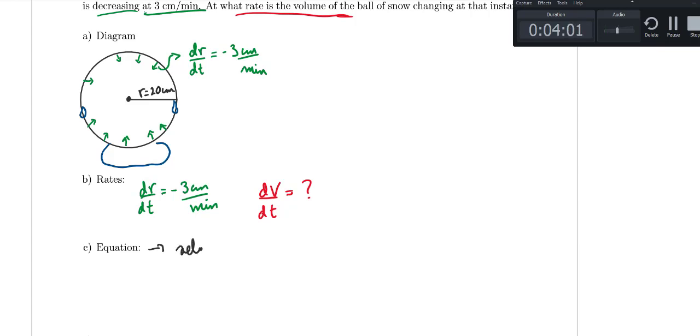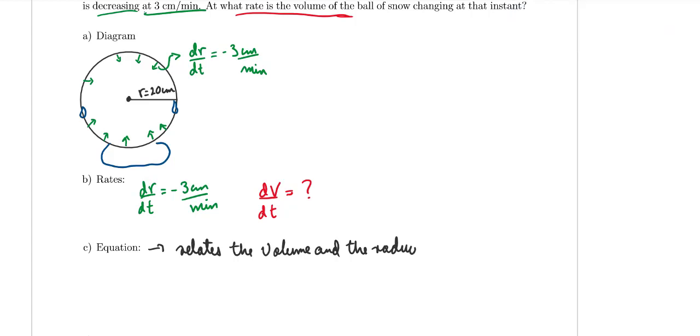relates the volume and the radius? Let's see here. Sorry about that, guys. I blanked out on how to spell radius for some reason. So what is the equation that relates the volume and the radius?